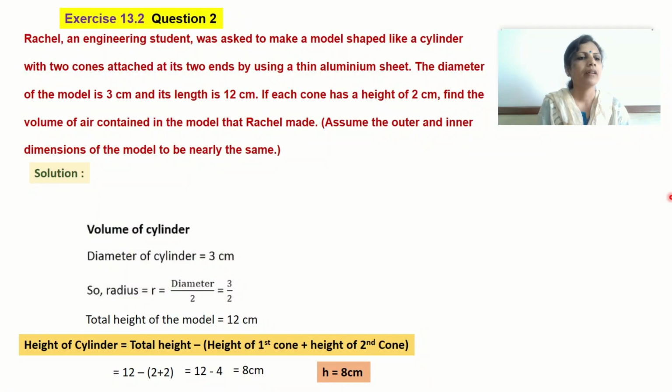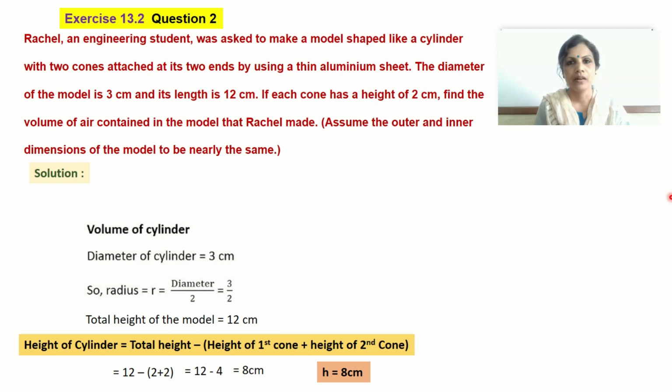The question is, Rachel, an engineering student, was asked to make a model shaped like a cylinder with two cones attached at its two ends by using a thin aluminium sheet. The diameter of the model is 3 cm. Its length is 12 cm. If each cone has a height of 2 cm, find the volume of air contained in the model that Rachel made. We also have to assume that the outer and the inner dimensions of the model are nearly the same.